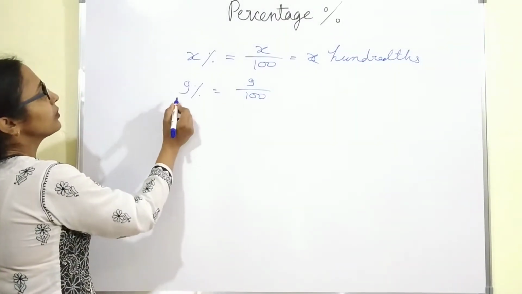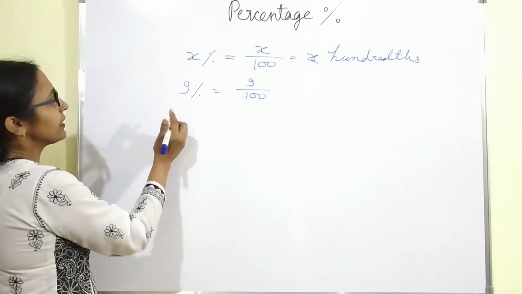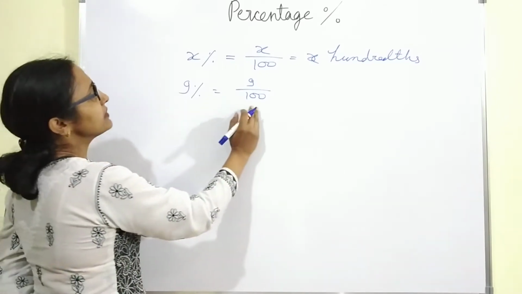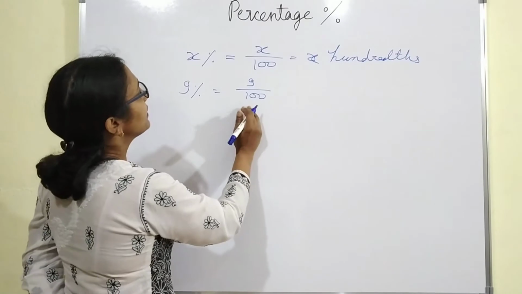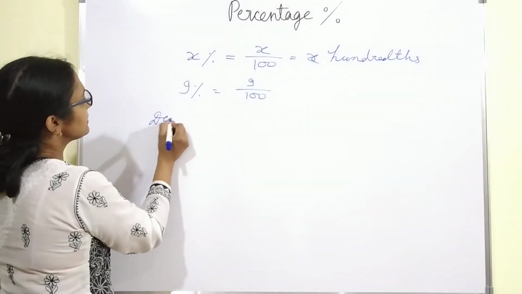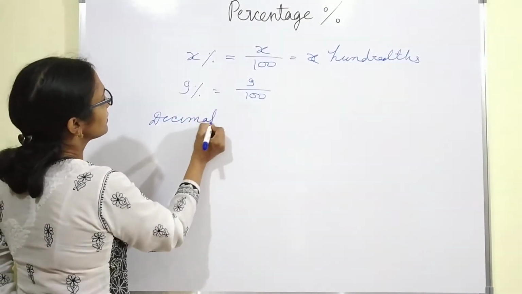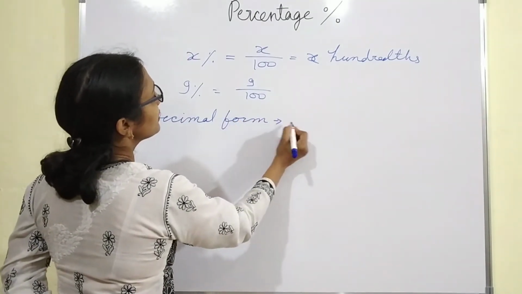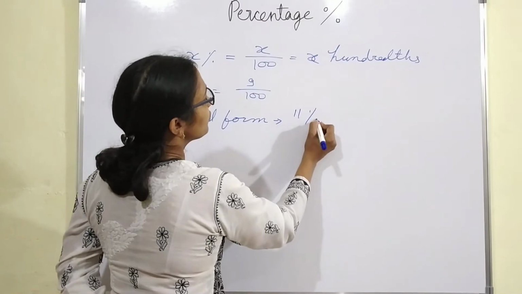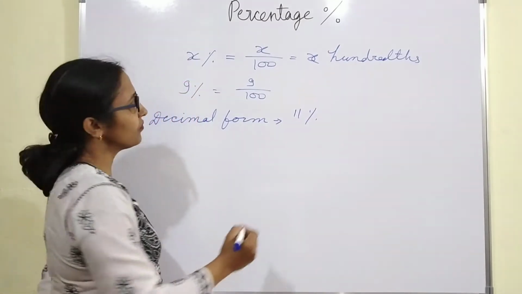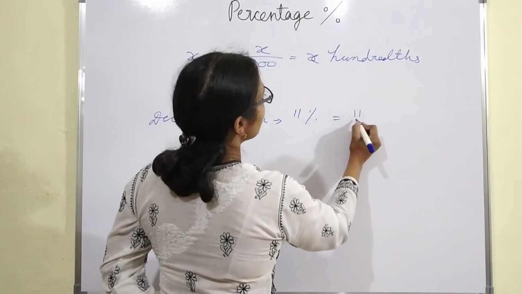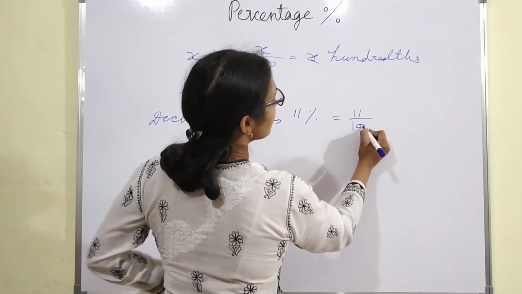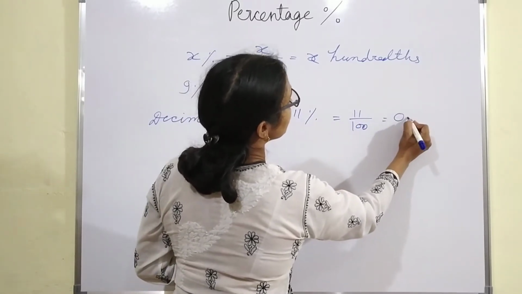Now, the question is: write 9% in decimal form. To write in decimal form, take 11%. You have to write this 11% in decimal form. So you will write 11 upon 100. So it will become 0.11.